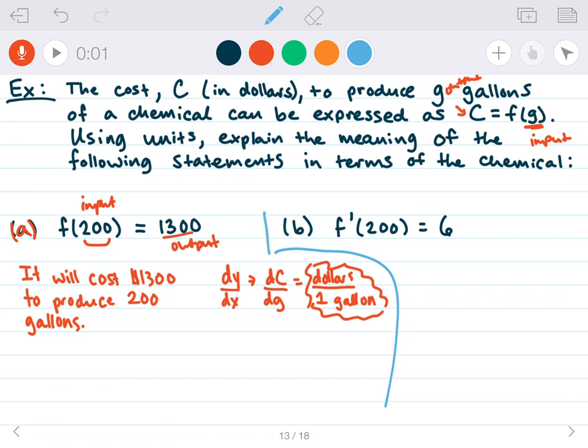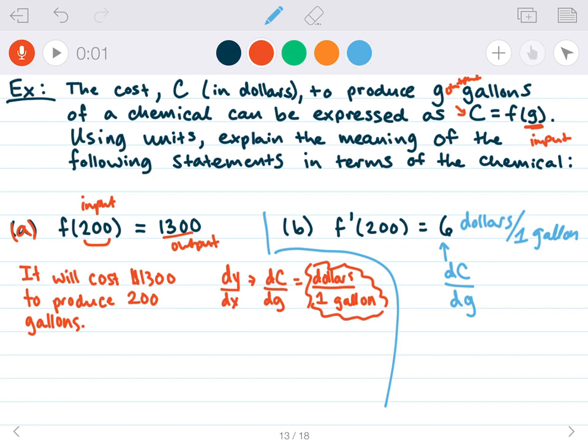Part B, since we're dealing with derivatives, we're dealing with rates. So this is saying that when x, or g, equals 200, the derivative is going to be 6. And derivatives are rates, right? So 6 what? It's going to be $6 per gallon. This is our dC dG.